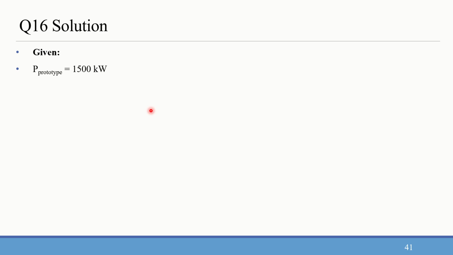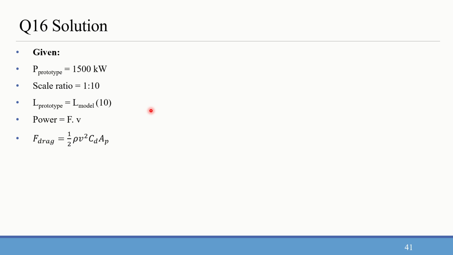Power in the prototype is 1500 kilowatt and the scale ratio is 1:10. So L prototype by L model is 10. Power is given as drag force into velocity, which we saw in one of the problems earlier. So power is equal to F into V. F drag is half rho V square CD A P. Again, the Froude number is inertial force by gravitational force. So Froude number is equal to V by square root of g into L, which gives us V is directly proportional to square root of the length scale.